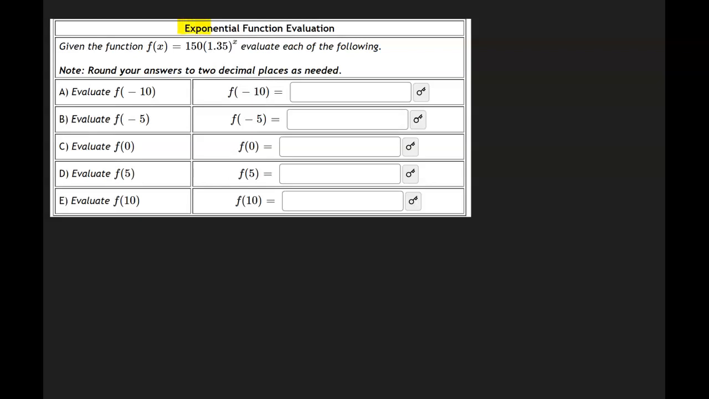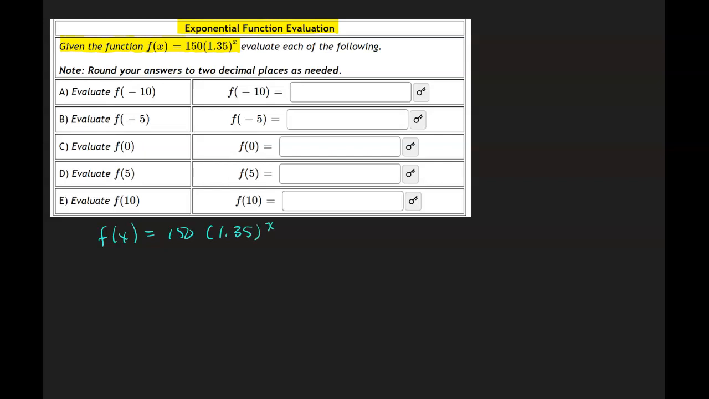Let's take a look at evaluating exponential functions. Here we're given a function, f of x equals 150 times 1.35 to the x. 150 times 1.35 raised to the x.